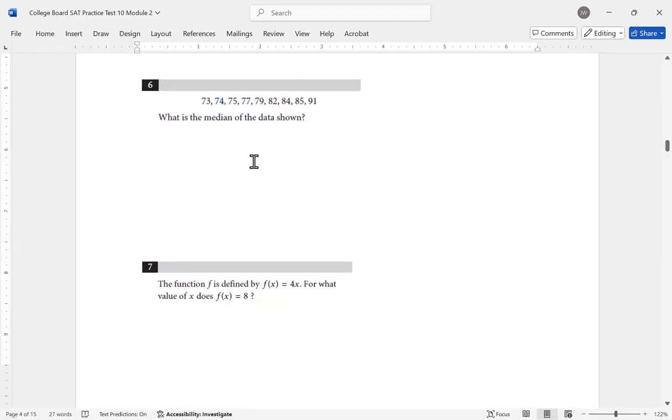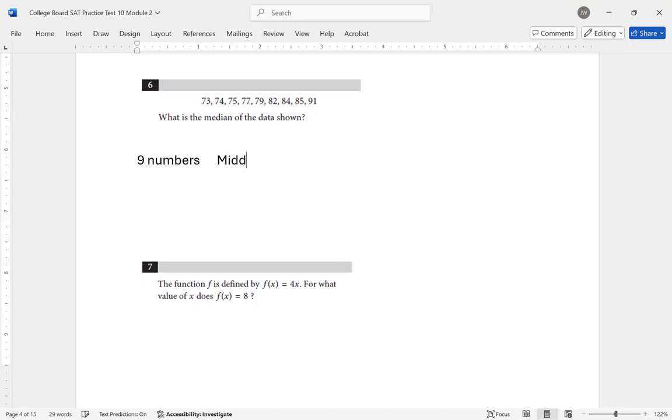Question 6. What is the median of the data shown? Well, the median is going to be the middle number numerically. And luckily enough for us, we have all of our numbers in order from least to greatest. So if we look at the order of these numbers, it does go from least to greatest. Now you just count how many numbers there are. 1, 2, 3, 4, 5, 6, 7, 8, 9 numbers. So we have 9 numbers. And the middle number will be the 5th in line.